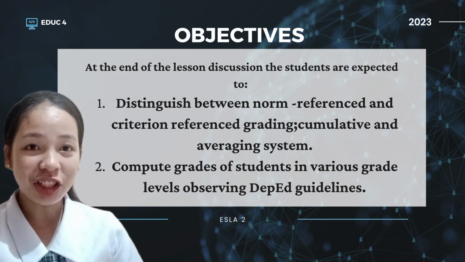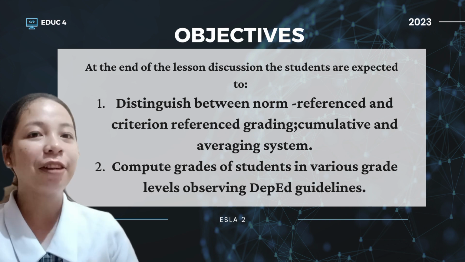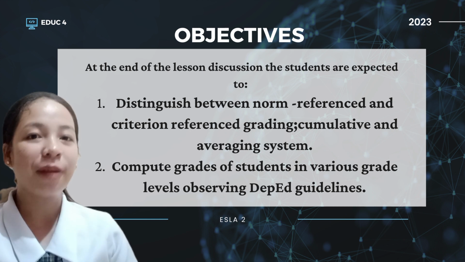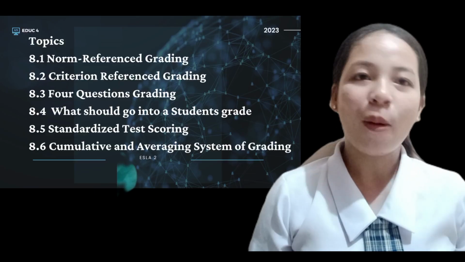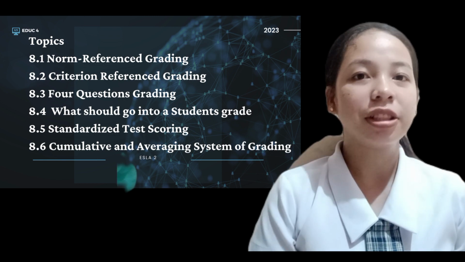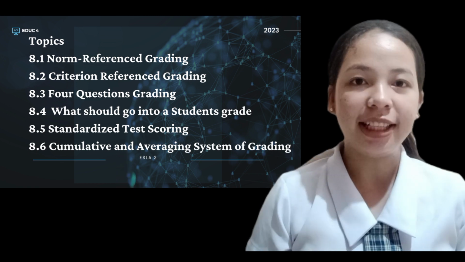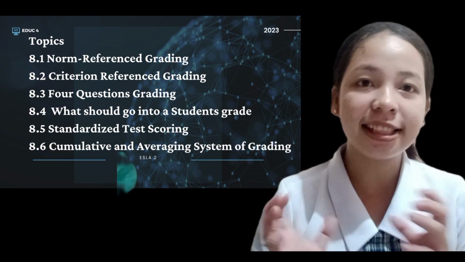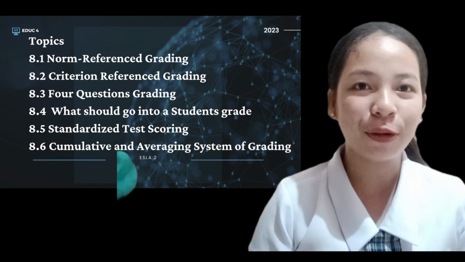At the end of the lesson discussion, the students are expected to distinguish between norm referenced and criterion referenced grading, cumulative and averaging system, and compute grades of students in various grade levels observing DepEd guidelines. So our topics under this discussion are norm referenced grading, criterion referenced grading, four questions on grading, what should go into a student's grade, standardized test scoring, and cumulative and averaging system of grading.